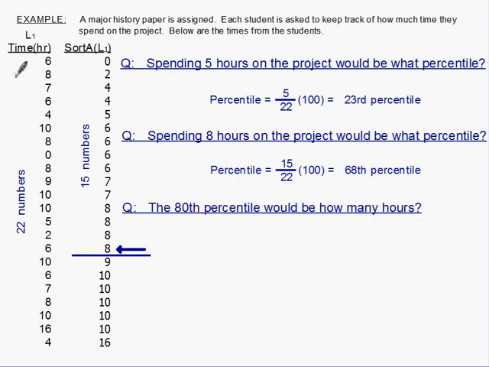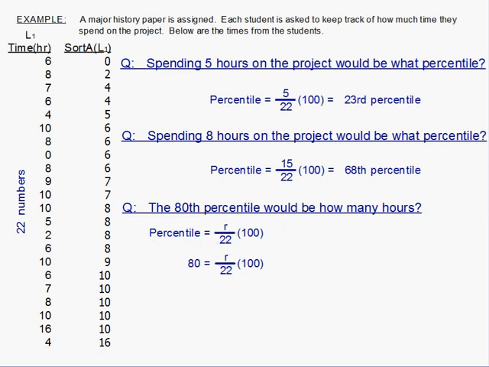Now, what happens if you have the percentile and want the data value? Like the 80th percentile would be how many hours spent on this history paper. Well, that's going a little bit backwards. We need a formula for that. And we've been calculating percentile using, I'm saying R for row, I guess. That's position in the ordered data list. There are 22 numbers. Of course, this will change depending on the data set.